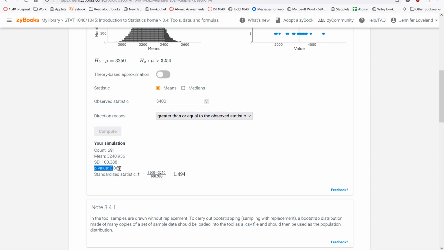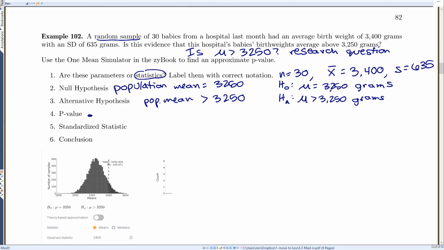Okay. But now it gives you a p-value. So my p-value is 0.069. And it tells you your standardized statistic. Now, it's writing a t here, and we're going to talk about why in a minute, but for now, just think of it as your normal standardized statistic, 1.494. So my p-value is 0.069.